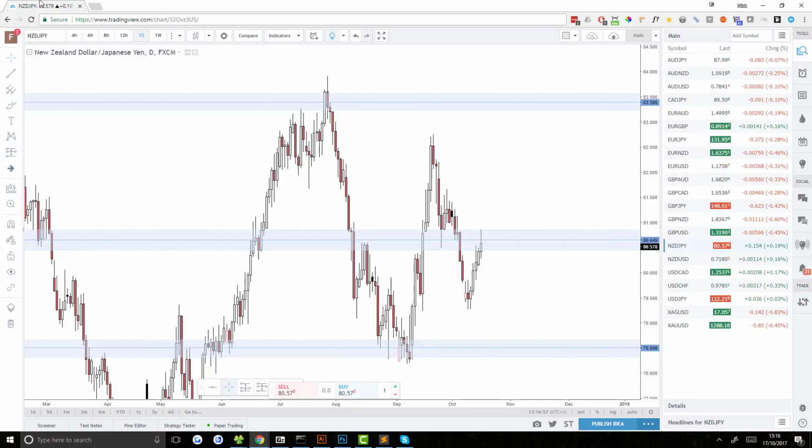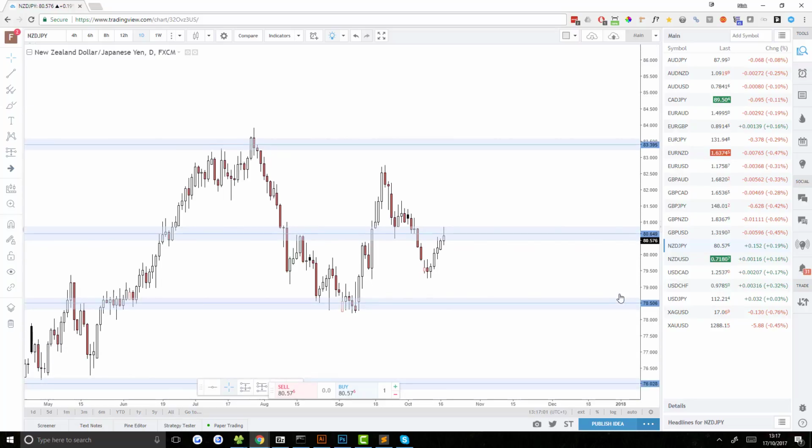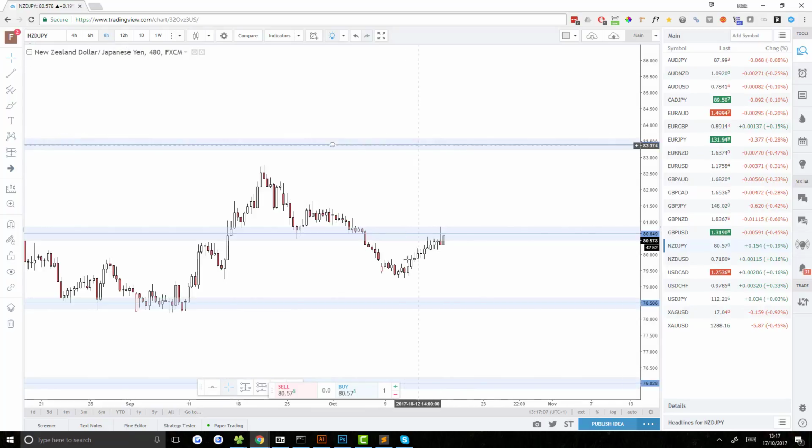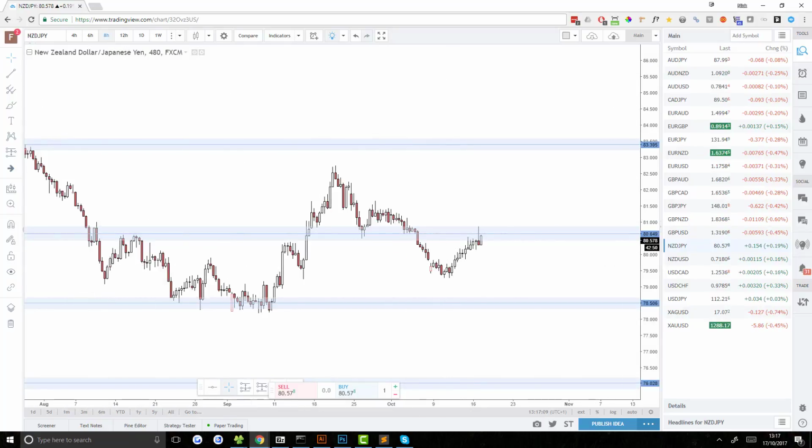Let's keep a close eye on this one. Let's keep an eye on it on the daily, but that daily candle looks a bit big to give us a decent setup. But let's keep an eye on it on the daily, on the 12-hour, maybe even on the 8-hour. Let's just see what happens. Let's keep a close eye on this area.